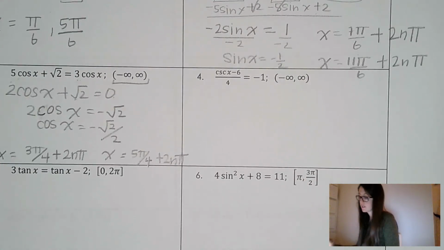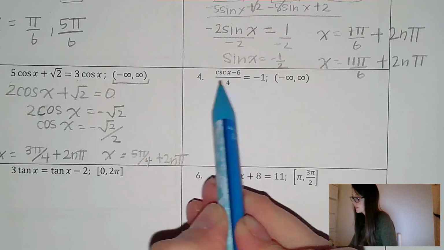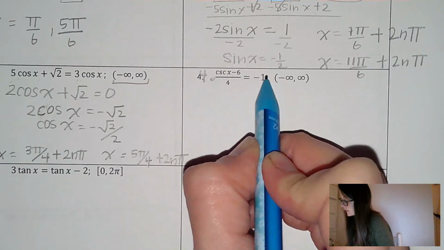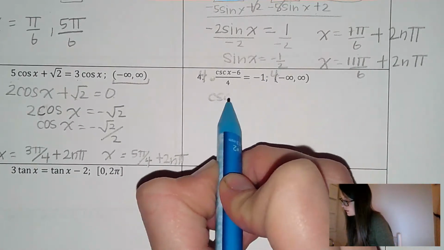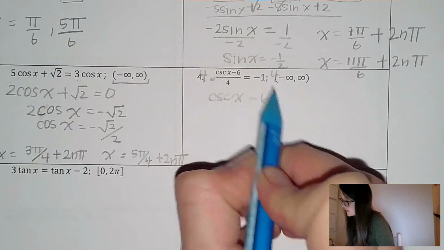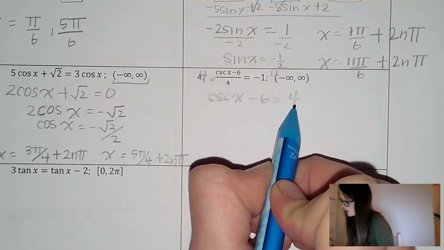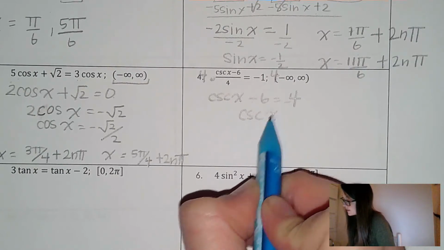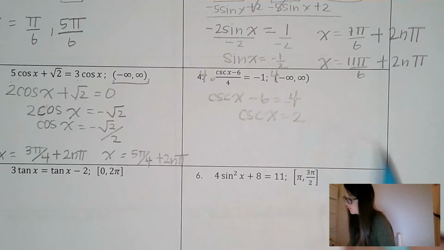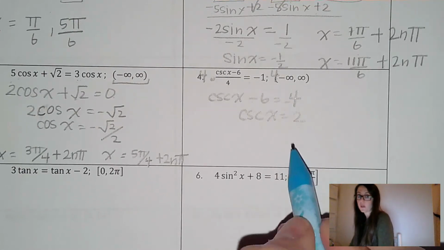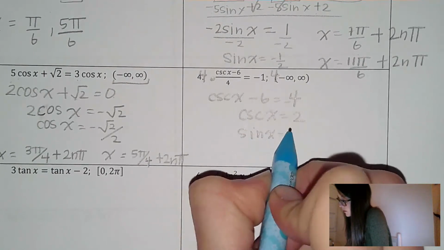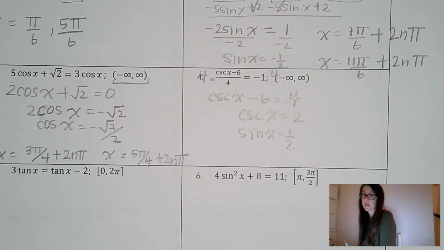Number 4 says cosecant of x minus 6, all over 4, is equal to negative 1. So I'm going to multiply both sides by 4. So I will have cosecant of x minus 6 is equal to negative 1 times 4, which is negative 4. I'm going to solve for cosecant, so I am going to add that 6 to both sides, so that will be a 2. So I want to figure out where cosecant is equal to 2, or where sine of x is equal to 1/2, right? Because cosecant is the reciprocal of sine.